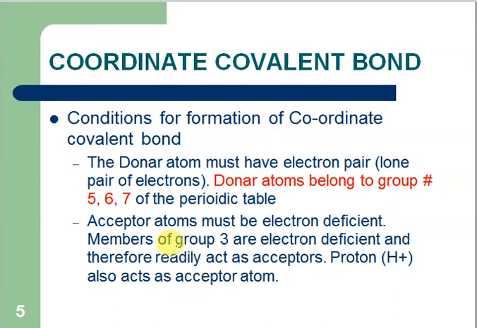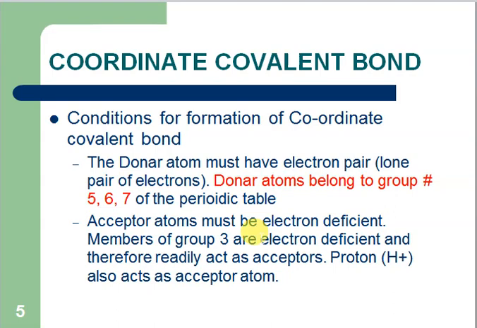Now we have the acceptor. There must be an atom which is deficient, and it should be deficient enough to accept an electron pair. So in order to form a coordinate covalent bond, we must have a donor. The donor must be from group number 5, 6 or 7, and the acceptor must be electronically deficient. So in order to have an acceptor atom, we must have elements from group number 3, the members of the boron family. The boron family is known as electronically deficient elements.